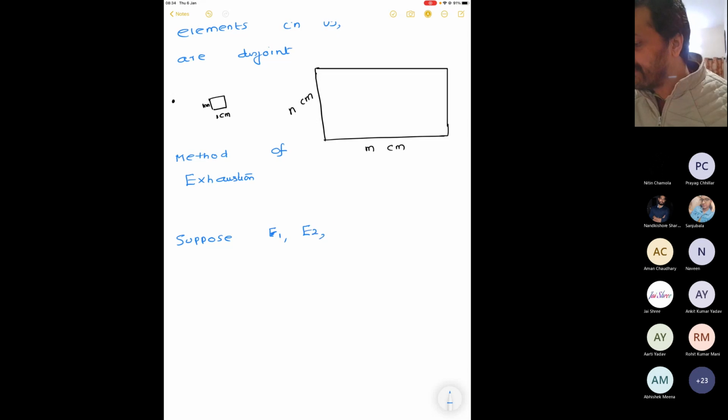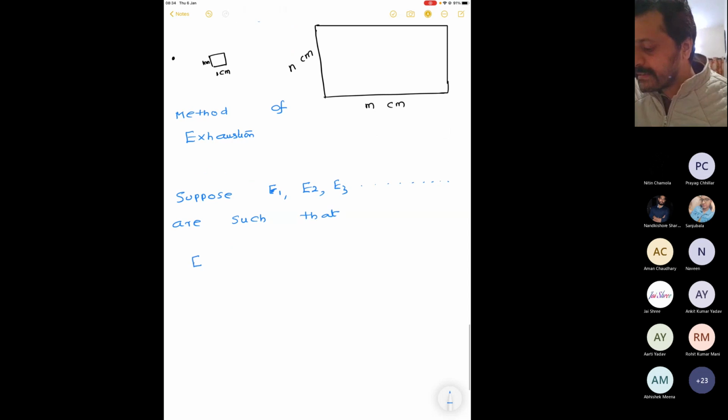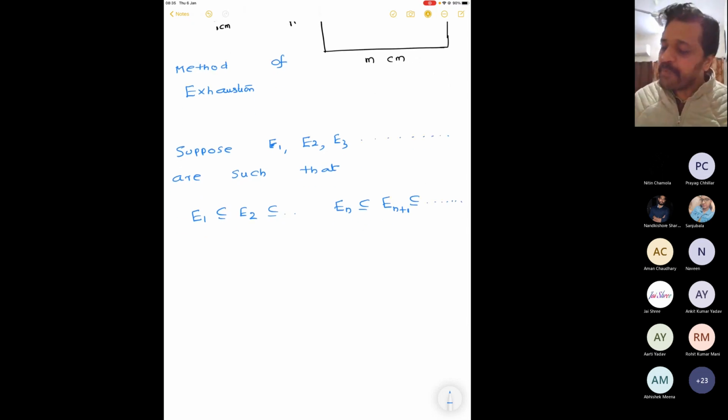Suppose E1, E2, E3, etc. are such that E1 is contained in E2, and so on. They are becoming successively better and better. En is contained in En plus 1, etc. And suppose all these En are standard objects. I know their measure, that is, I know mu of En. Now what I am doing is I am approximating a non-standard object, the limit.